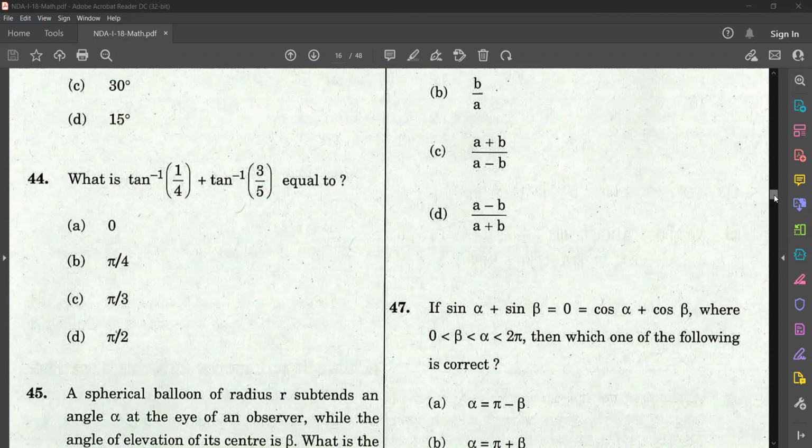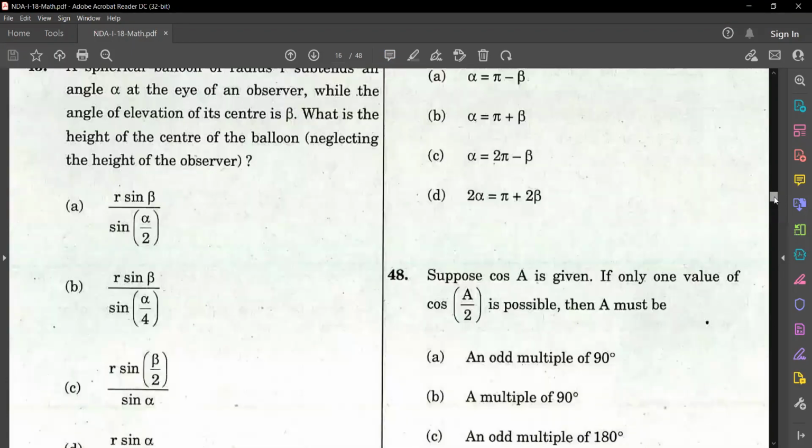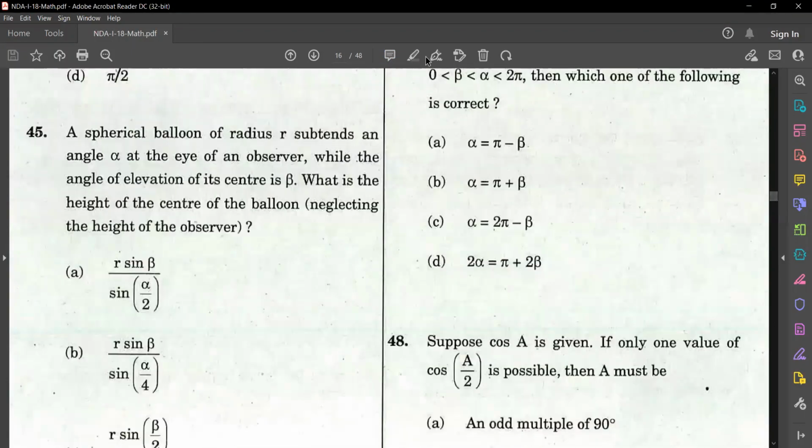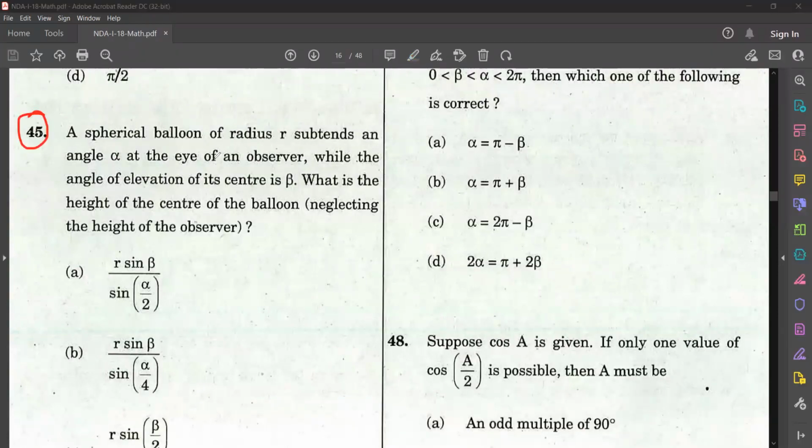We are going to see some previous year NDA Maths questions. See question number 45, all of you. Read it. A spherical balloon of radius r subtends an angle alpha at the eye of the observer, while the angle of elevation of its center is beta. What is the height of the center of the balloon, neglecting the height of the observer? All of you try to draw. If any figure is required, let's draw the figure. Try to solve it.